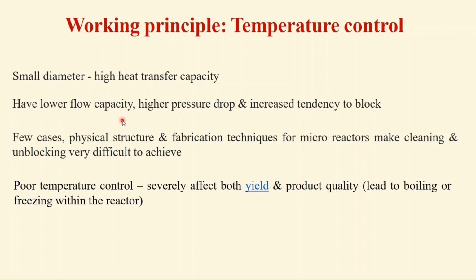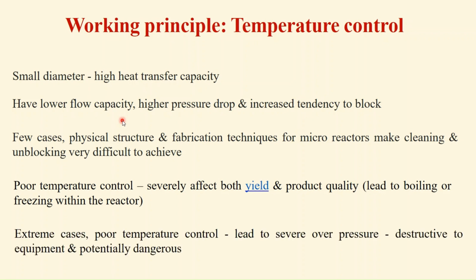If this efficiency is poor, then the yield of the product is affected very badly. Not only the yield, the quality of the product is also affected. Poor temperature control may lead to boiling or freezing within the reactor. Both affect the quality and the quantity of the product formed. Further, in extreme cases, poor temperature control will cause a buildup of pressure which can explode the reactor, and it will be potentially dangerous and destructive to equipment. That's why temperature control is the main factor in the continuous flow reactor.